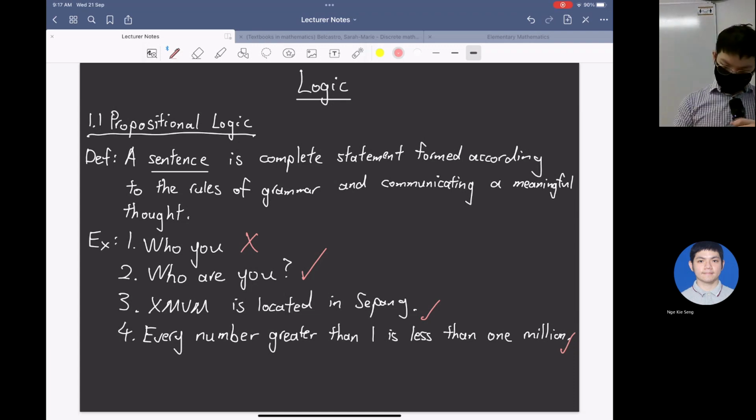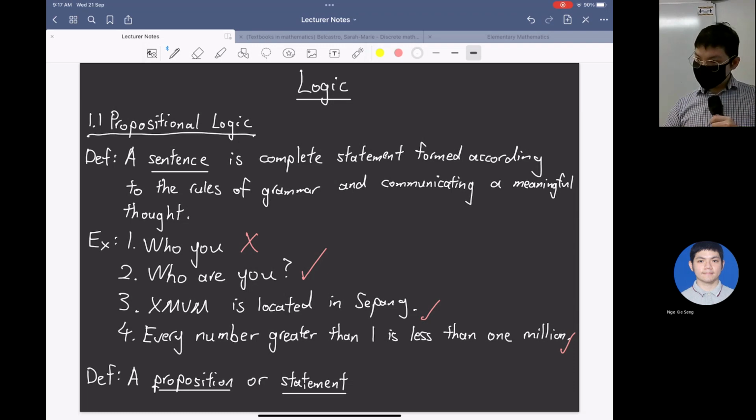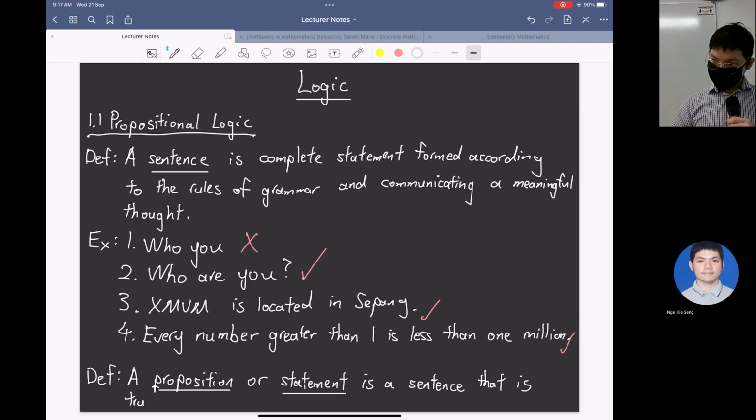Okay, good. Let me make another definition. I only want to look at a particular kind of sentence called a proposition. So what is a proposition? A proposition or a statement, sometimes I will use statement, sometimes I use proposition, is first of all a sentence, so it must obey the rules of grammar, and then it has some meaningful thought that is true or false, but not both. In mathematics, we are interested in statements which can be said to be true or false, but not both. We don't want to look at a sentence that's both true and false. It's meaningless.